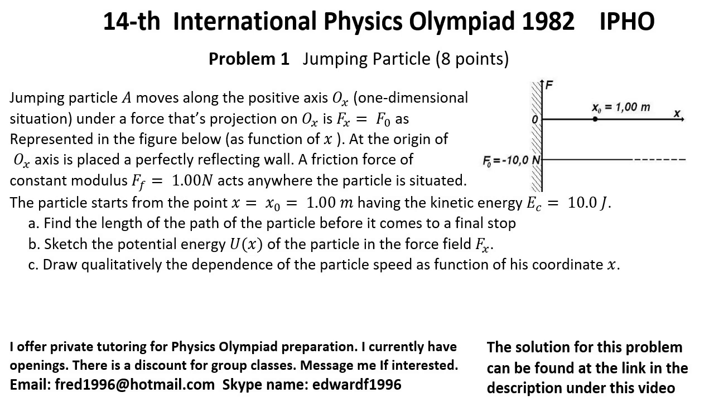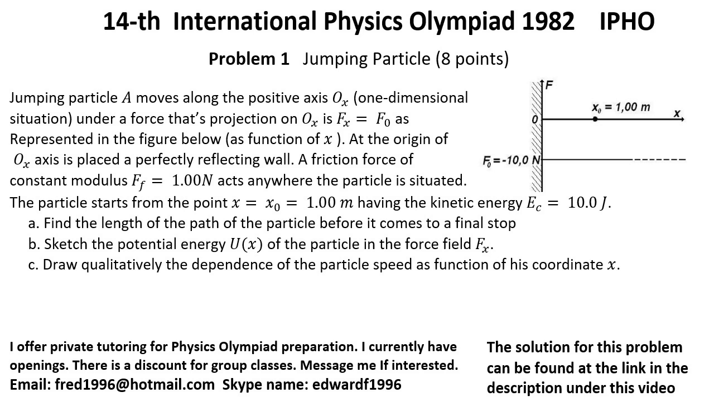Problem 1. Jumping particle. 8 points. Jumping particle A moves along the positive axis OX, one-dimensional situation, under a force whose projection on OX is Fx equals F0 as represented in the figure below, as a function of x. At the origin of the OX axis is placed a perfectly reflecting wall.